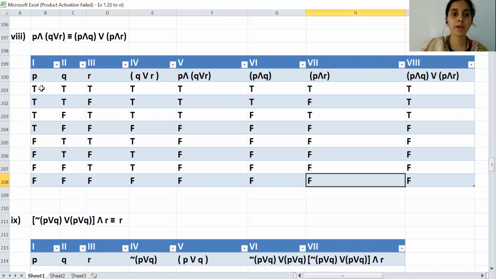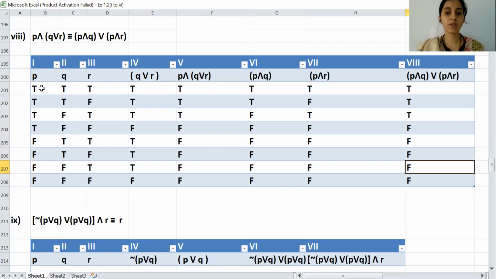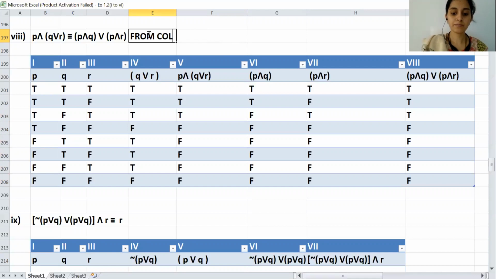Okay. Now we have to compare the 8th column with our 5th column. So is it the same? True, true, true. And remaining are false. So first 3 have to be true. Is it true? Yes. First 3 are true and the remaining are false. That means the column 5 and column 8 prove the equivalence. So we write from column 5 and column 8, it is a logical equivalence.